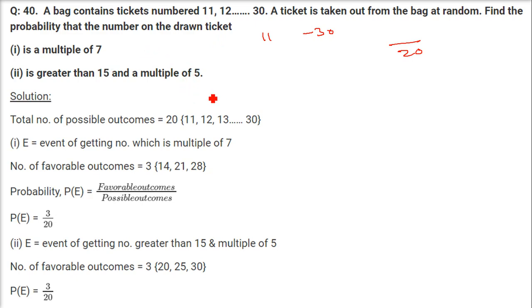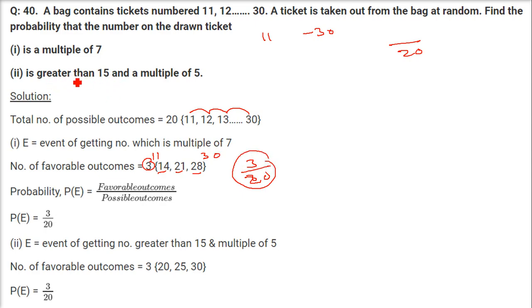So what you have to do here is just write the table of 7 and the numbers which are between 11 and 30. So multiples of 7 are 14, 21, 28, and please understand that these numbers are actually between 11 and 30. So 14, 21, 28, these are 3 in count. So 3 is the total number of favorable cases. And how many numbers do we count between 11 and 30? This is going to be our possible outcomes. So 3 by 20 is the probability of a multiple of 7.